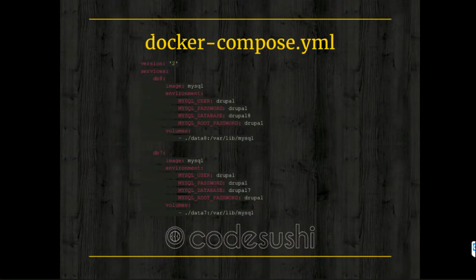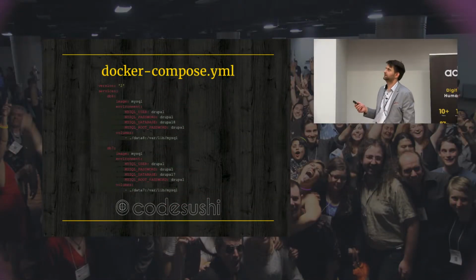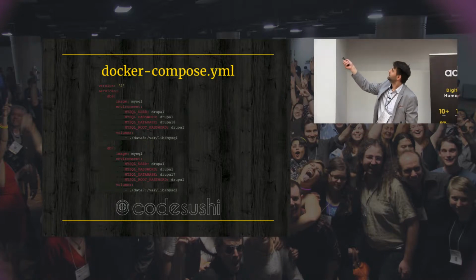Okay, so next on, Docker Compose. Docker Compose is, I've told this a couple of times before, but I will say it, a very nice tool, and it's very simple. I bet you already get the idea of what this is. Basically, this is the version, and these are the databases. We have two database instances called DB7 and DB8. One is, surprisingly, for Drupal 8, and the second is, surprisingly, for Drupal 7.